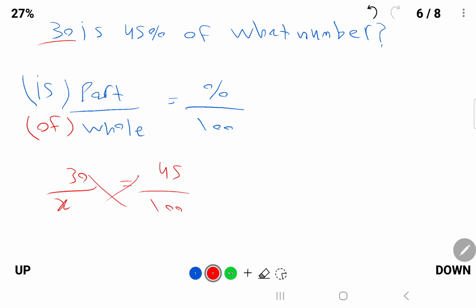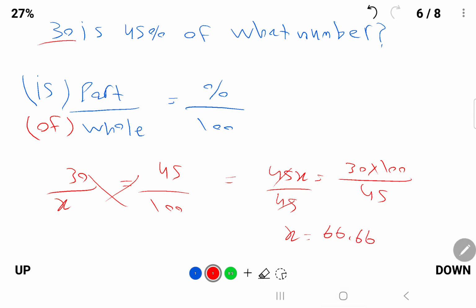Now cross multiplication: 45x is equal 30 times 100. Now we divide by 45 here and 45 here, cancel 45 and 45. X is equal 30 times 100 over 45, which is 66.66. So this is the final answer.